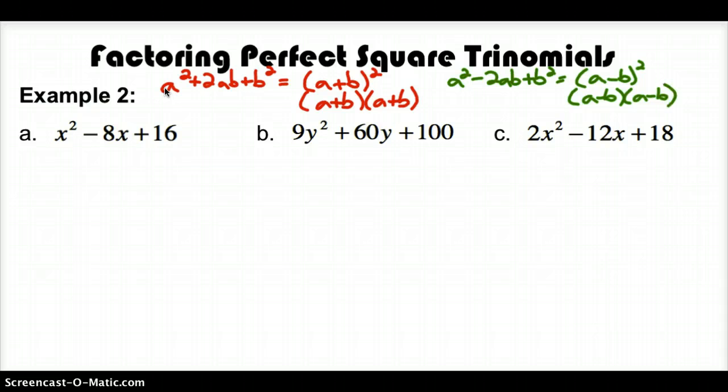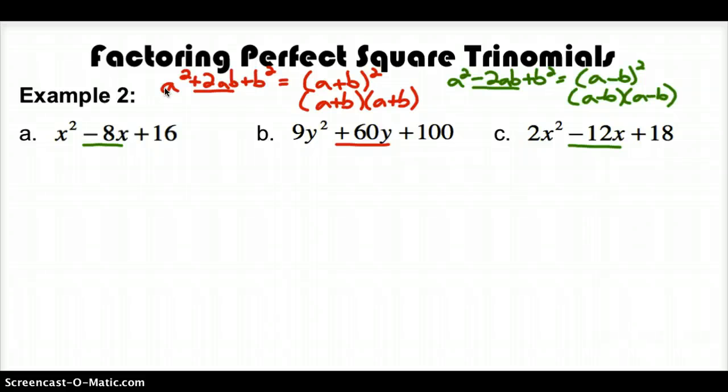Remember, the middle term is going to tell us which pattern to use. This middle term here is positive, so we're probably going to be using the red pattern. Whereas in the other ones, notice how our middle term is negative. So in parts A and C, we're probably going to be using the green pattern instead of the red. All right, let's look at part A.